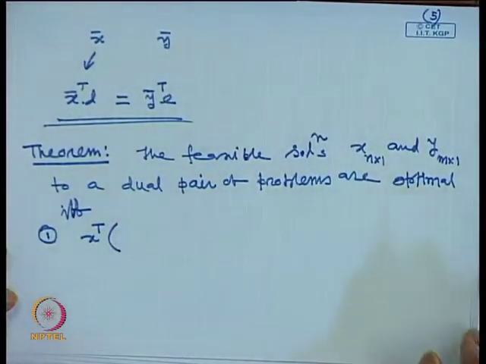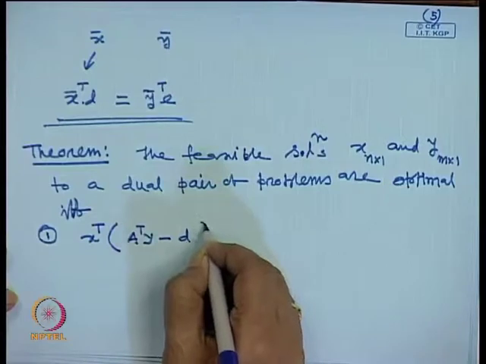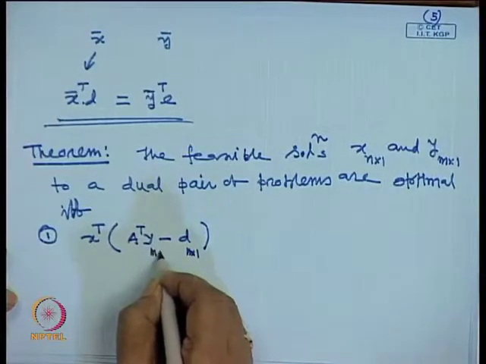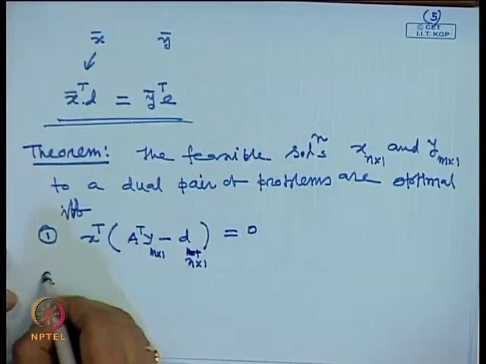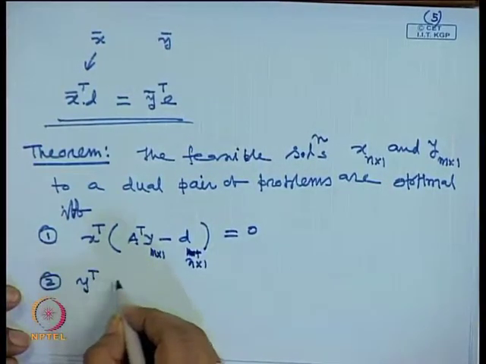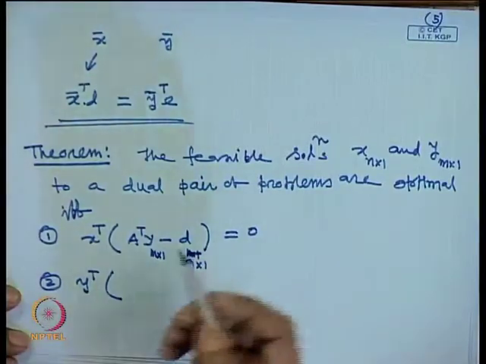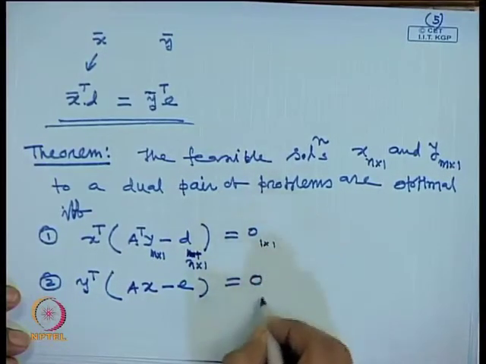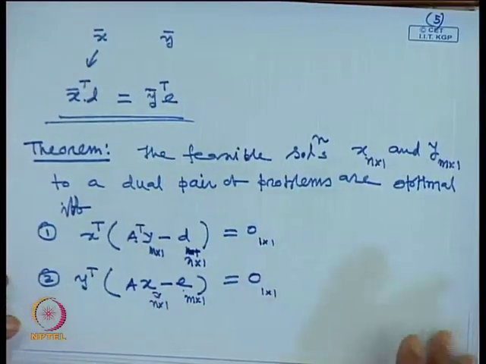then you write the inequality constraints associated with the dual problem. That means A transpose y minus d, with dimension n cross 1. Similarly, what should be the dimension of this one? m cross 1. This is n cross 1, this equal to 0. Another condition is that y transpose, for the dual problem, y transpose times the inequality constraints of the primal problem, that is A x minus e, is equal to 0. This is a scalar quantity, this dimension is m cross 1, this dimension is n cross 1. Similarly, you can find the other dimensions as you know earlier.